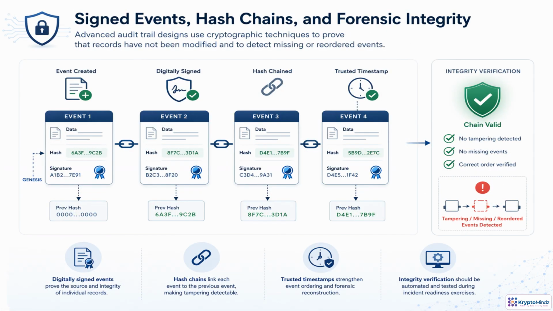Strong audit trails do more than store events. Each record can be digitally signed, proving who produced it and whether its contents changed. Each event can also include a hash of the previous event, creating a chain. If someone edits, deletes, or reorders a record, the hashes no longer match and the break becomes visible. Trusted timestamps add another layer, helping investigators reconstruct sequence with confidence. The operational point is simple. Integrity checks should run routinely, and teams should practice using them before the first real investigation.